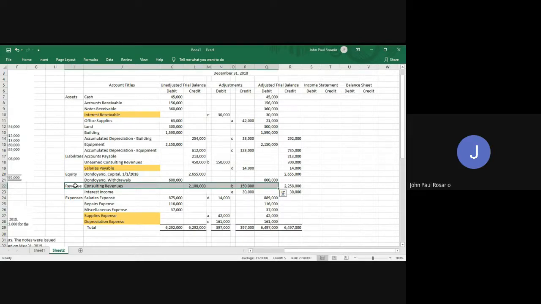We start with the revenue column. What happens is you copy the revenue part. So you copy the revenue, the interest income, then you copy the amounts of salaries expense, repairs expense, miscellaneous, supplies, depreciation. Okay? So, just copy. Again, in the income statement, what you copy is the consulting revenues. Okay? So, that is the part.